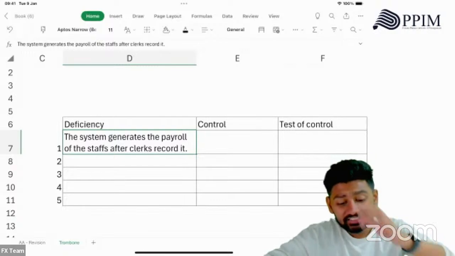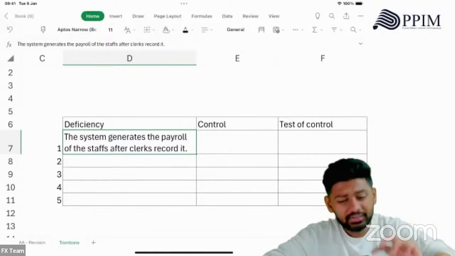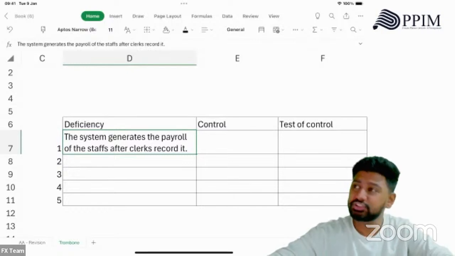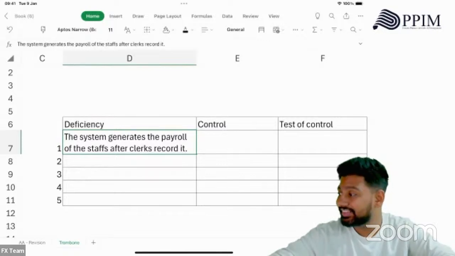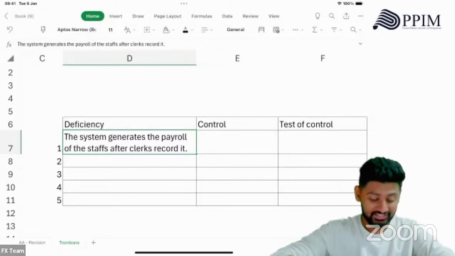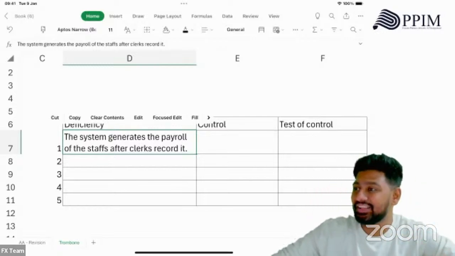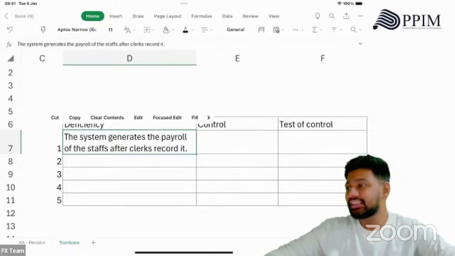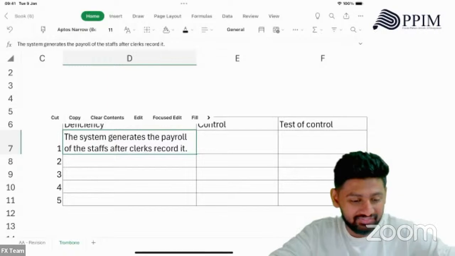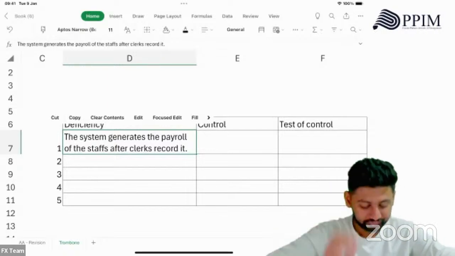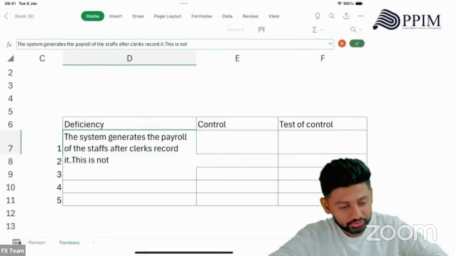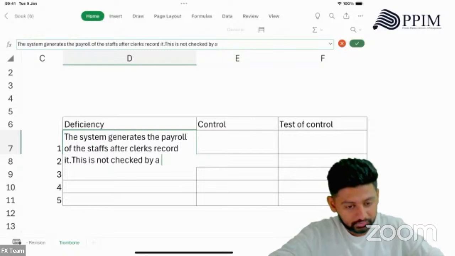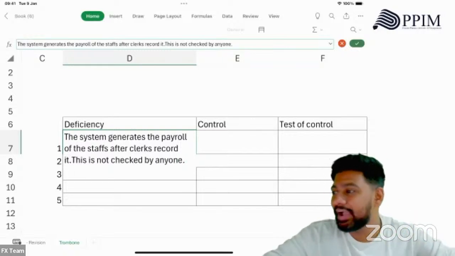Okay. Now, this is the problem. What is happening because of this problem? What is this problem causing? Because of this problem, what can happen? That is the explanation. Now, you have identified the problem only. You have not given the impact of the problem. What is the impact of the problem? So this is not checked by anyone. What is the impact of the problem?